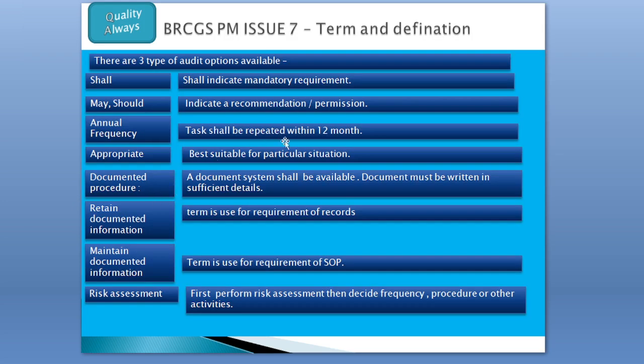The terms and definitions. There are some common terms which are used multiple times in the standard. The term "shall" indicates the mandatory requirement. "May" and "should" indicate the recommendation and permission. Annual frequency means the task should be repeated within 12 months. Appropriate means that it is suitable for that particular situation. Documented procedure: a document system should be available, and the document must be written in sufficient detail.